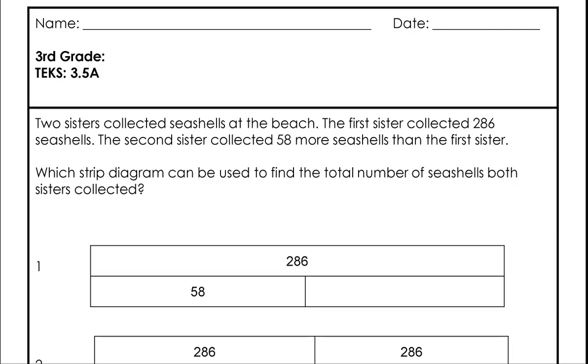So, two sisters. First sister collected 286. Second sister collected 58 more. Okay. They want to know which strip diagram can be used to find the total number of seashells both sisters collected. Okay. All right. So first, do we have a total here?